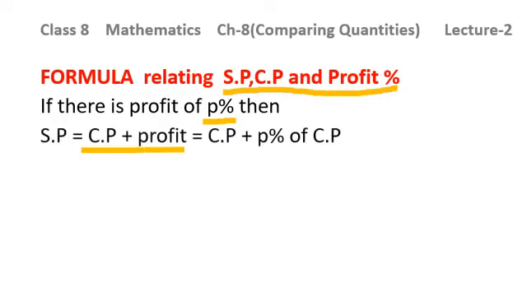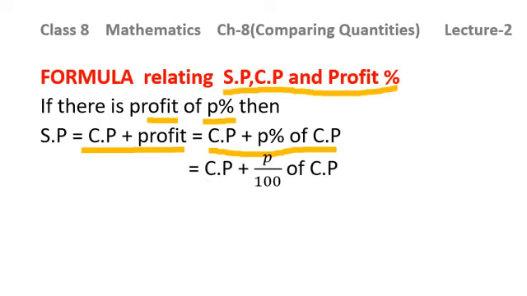We have learned that profit is equal to SP minus CP. Then from there you can write SP is equal to CP plus profit, that is CP plus P percent of CP, because profit is given to you as P percent. In place of profit, we have written profit percent of CP. As I told you, profit and loss are always calculated on the cost price, that is CP.